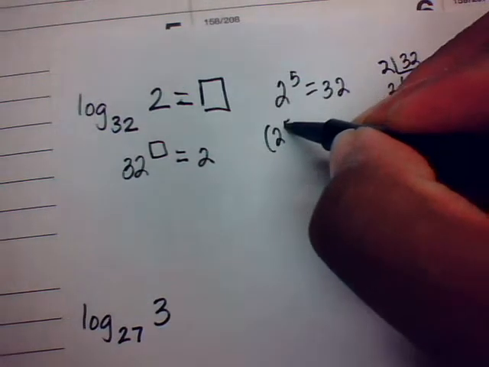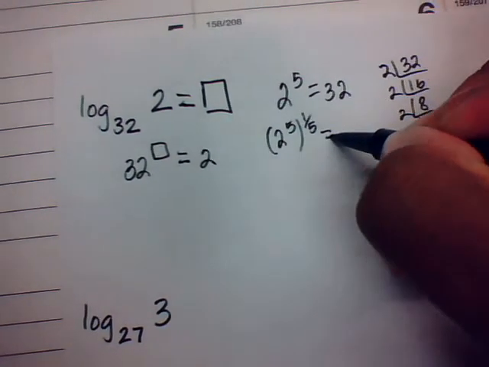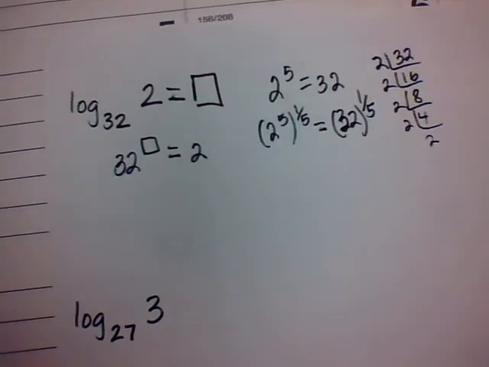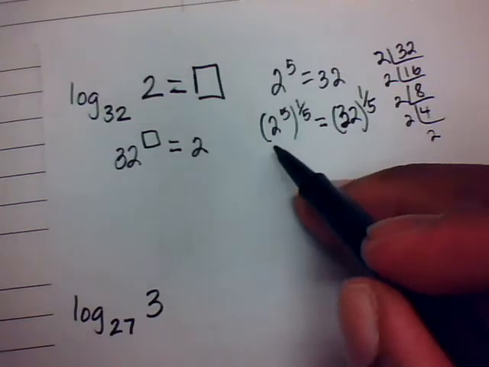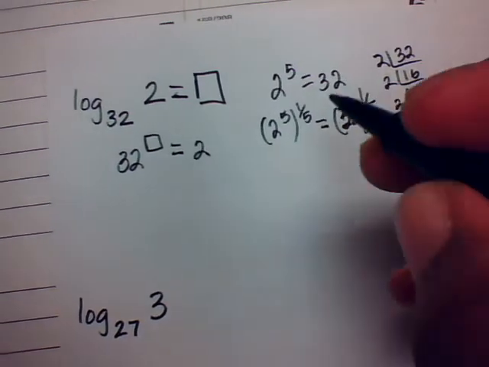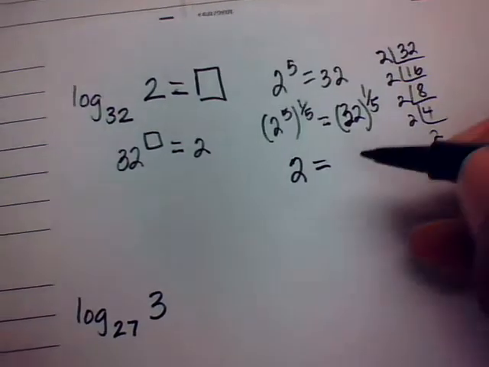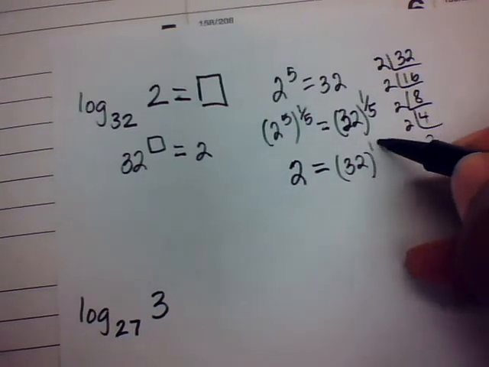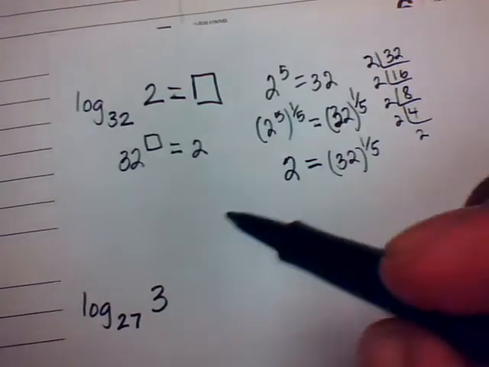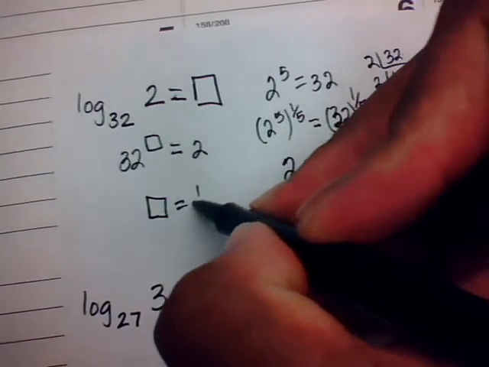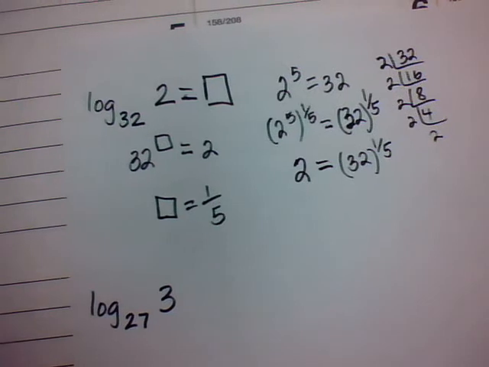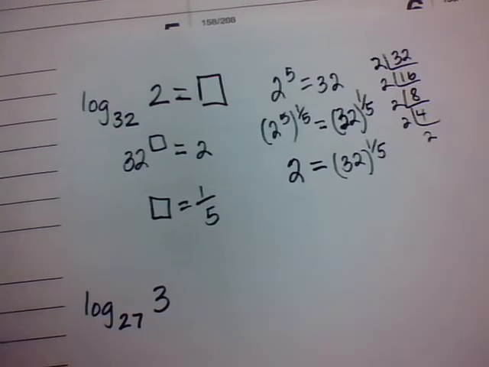So let's raise both sides of this equation to the 1/5 power. And then on the left side, to raise the power to a power, you multiply your exponents. So 5 times a fifth will be 1. So this will be a 2. Then I'll bring down 32 to the 1/5. And that 1/5 becomes your missing exponent right here. So that missing exponent is 1/5. So I can conclude that log to the base 32 of 2 will be 1/5.